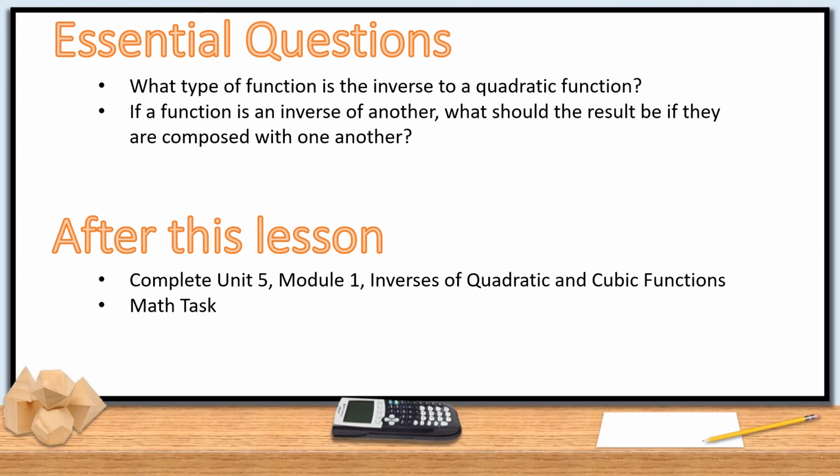If a function is an inverse to one another, what should the result be if they are composed of one another? So if you do a composition of a function and its inverse, the answer should be x. If it's not x, that means they are not the inverse of each other. One thing we didn't mention, but we should have talked about, which we did before, was that if you reflect over line y equals x, a function and its inverse will be symmetrical over that line y equals x. So keep an eye out for that.